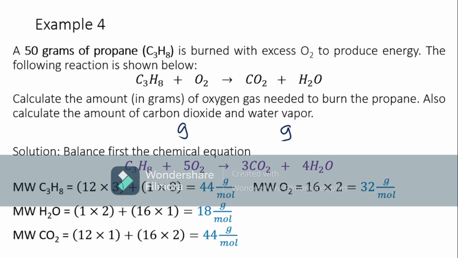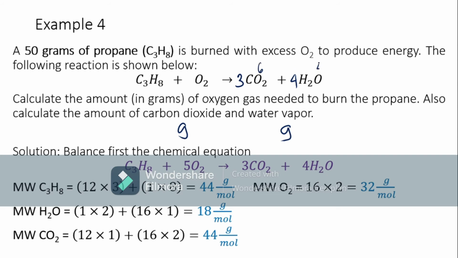Now, so let's balance first the reaction. So this is a combustion. So tatlong carbon, isa so times 3. Then hydrogen, meron kang 8 dito. Meron kang 2 so times 4. 3 times 2 for the oxygen, we have 6.